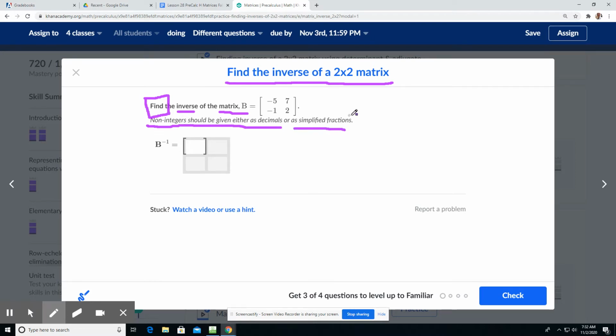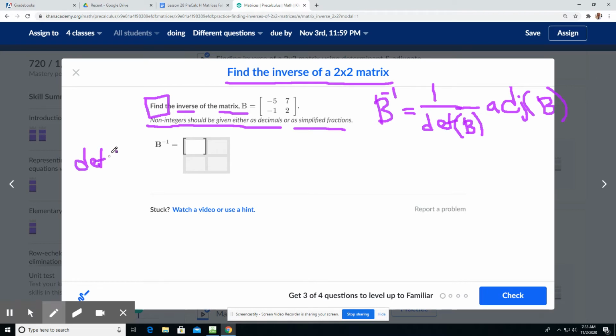Okay, so let's go ahead and find the inverse. B to the -1, the B inverse, is going to be equal to 1 over the determinant of B times the adjugate of B. All right, and then we'll just go through the process of what the adjugate is and the determinant. Let's find the determinant first.